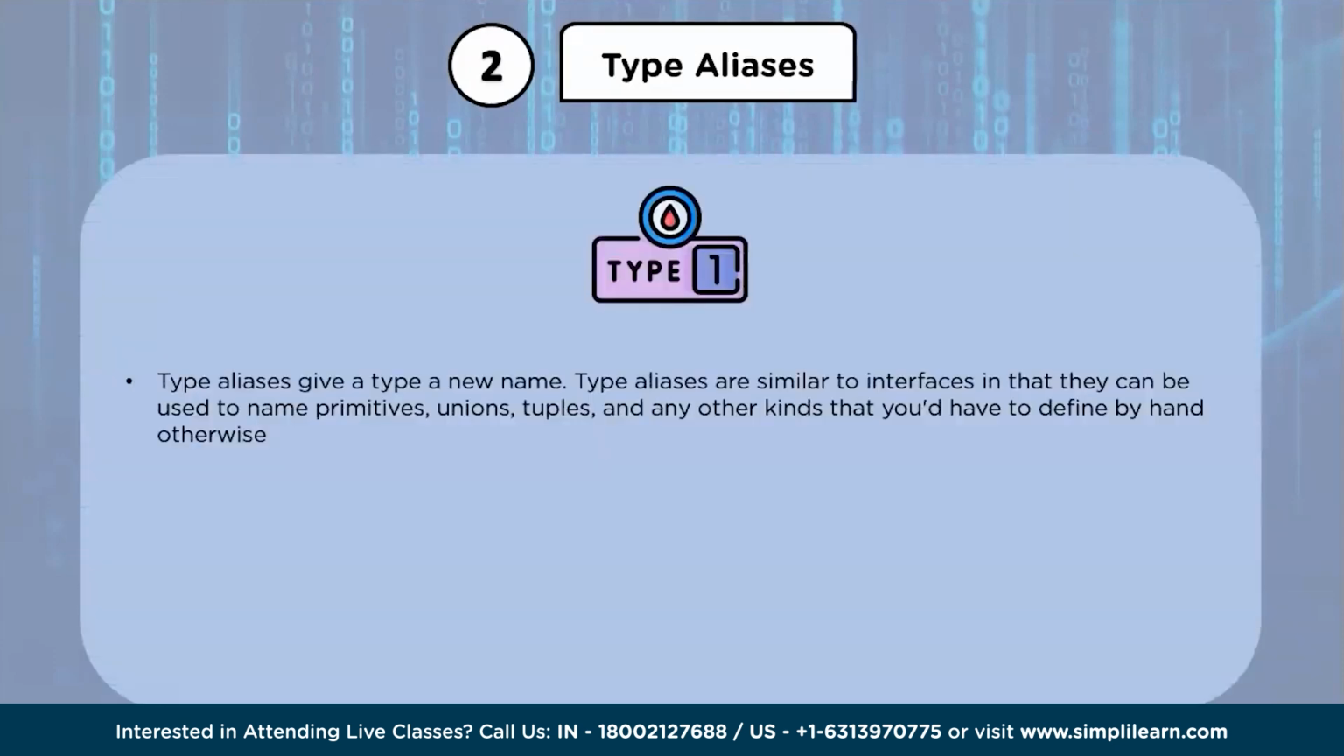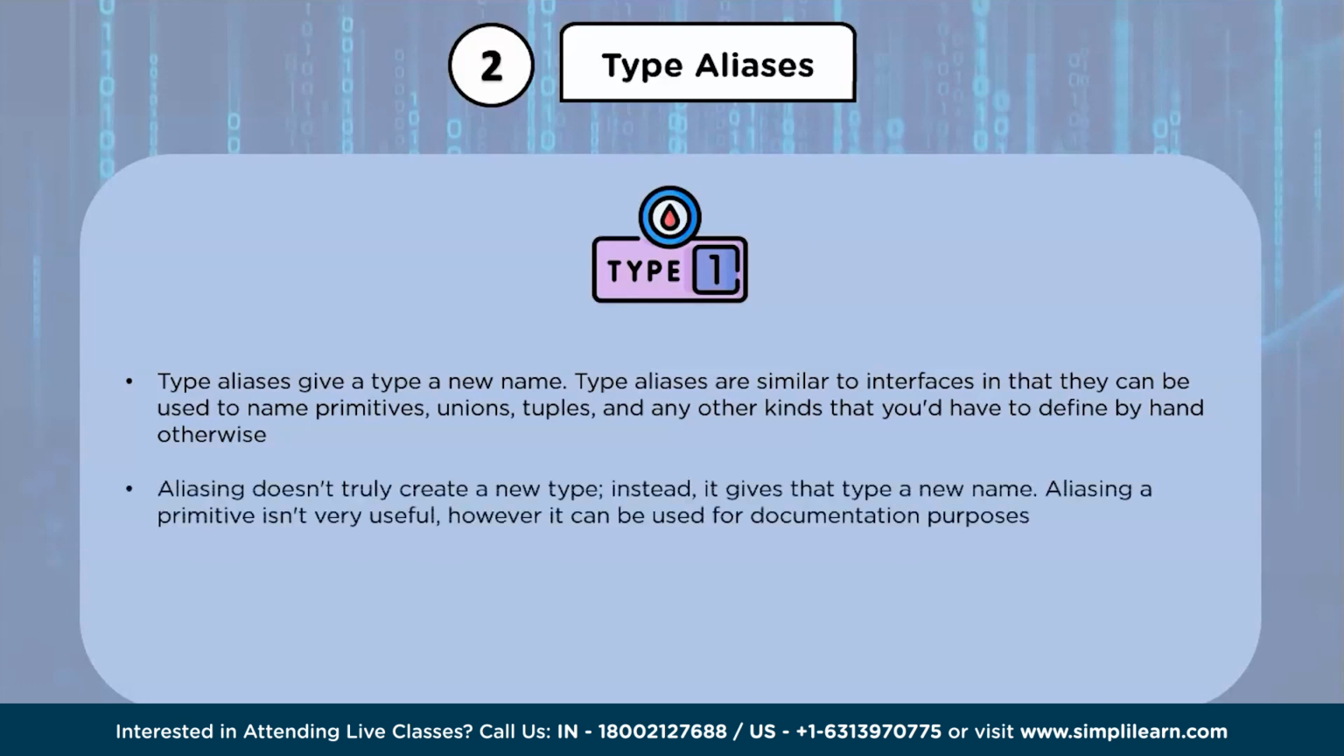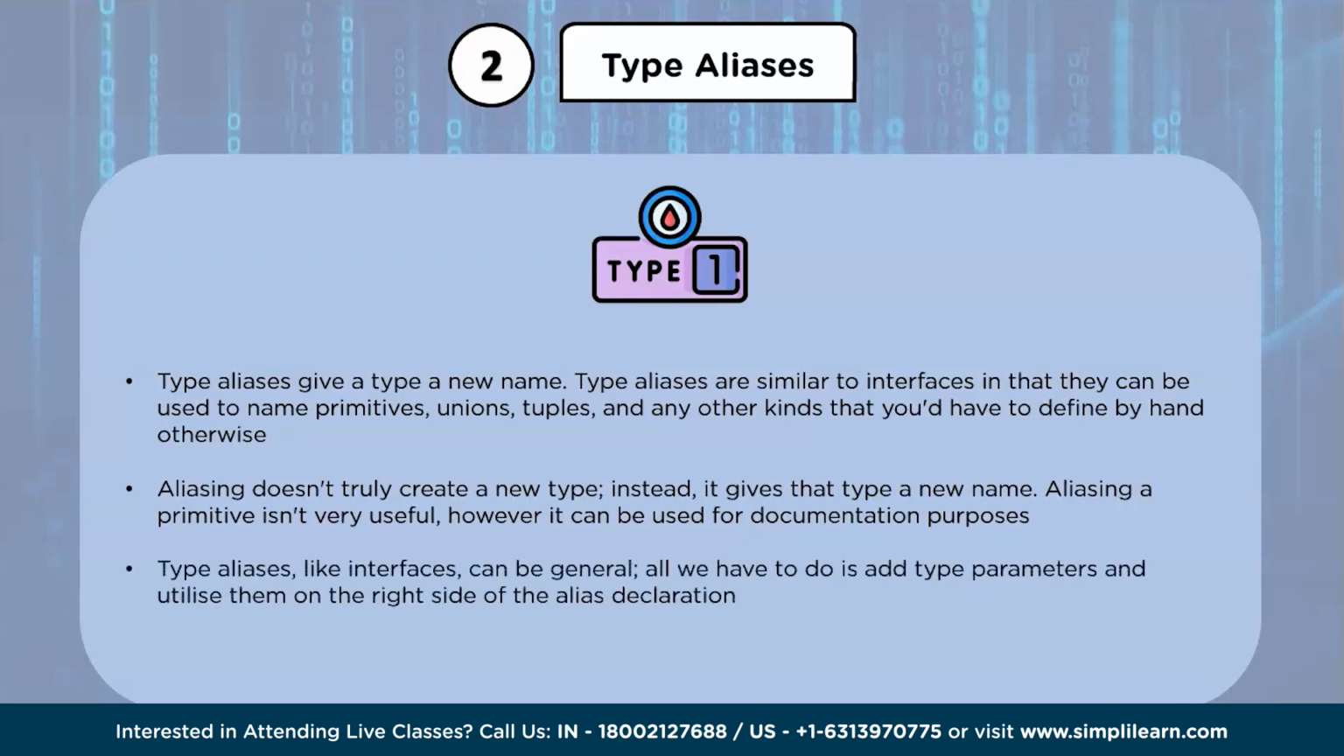Type aliases. Type aliases give a type a new name. Type aliases are similar to interfaces in that they can be used to name primitives, unions, tuples, and any other kind that you would have to define by hand otherwise. Aliasing doesn't truly create a new type. Instead, it gives the type a new name. Aliasing a primitive isn't very useful. However, it can be used for documentation purposes. Type aliases like interfaces can be generic. All we have to do is add type parameters and utilize them on the right side of the alias declaration. This is the syntax for type aliases.